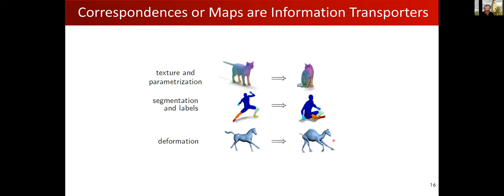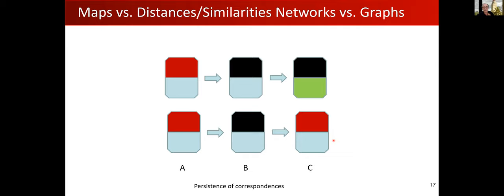And I want to use this little schematic to show why maps are essentially more powerful than just a similarity metric. I show here these three schematic shapes. On the top, A is half the same as B, and B is half the same as C, but A and C are completely different. On the bottom, A is half the same as B, and B is half the same as C, but A and C are exactly the same.